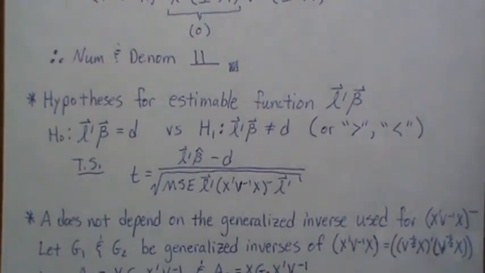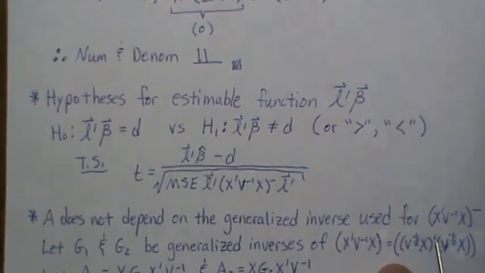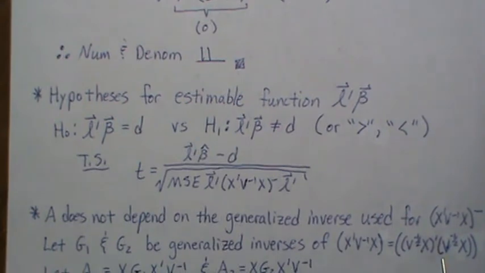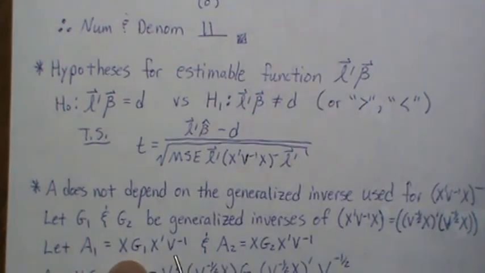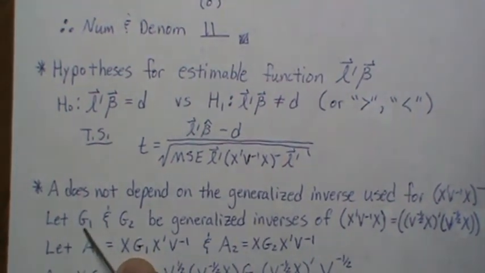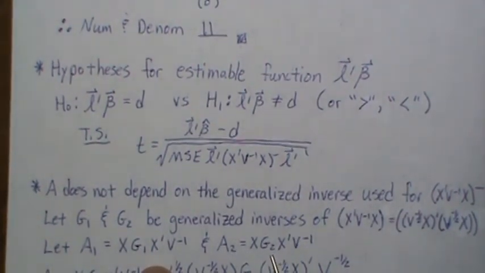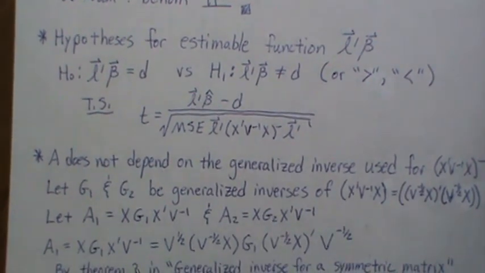So let G1 and G2 be generalized inverse matrices of this. And then this right here can also be thought of as V to the minus 1/2 X transpose V to the minus 1/2 X, if you expand that out. So let A1 be the hat matrix with the G1 generalized inverse in it. We're going to let A2 be the hat matrix, but we're going to use this generalized inverse matrix. So A1 is this. So this is the hat matrix.